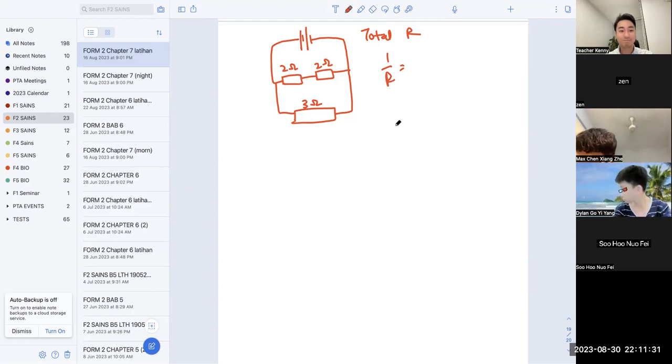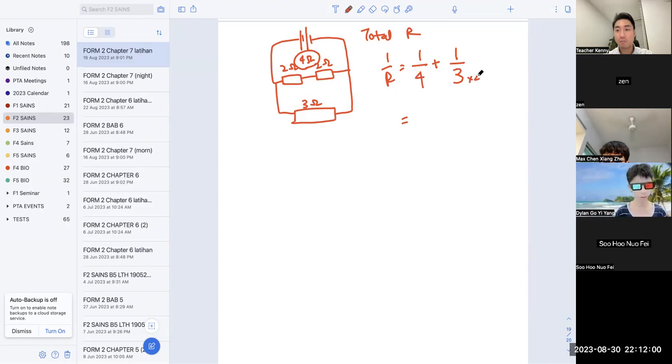So fast you answered. Wow. Zhenyi has answered already. So let's see. First one, this is a series. If series, you add them up together first. Correct? 2 plus 2, you get 4 ohm total for this circuit. 1 over 4 first. Agree? Second one, you get 1 over 3.